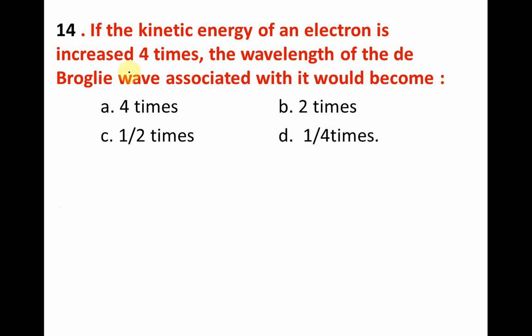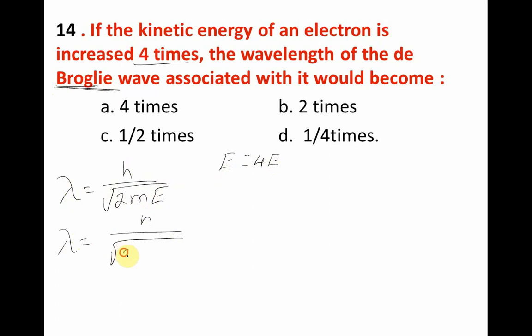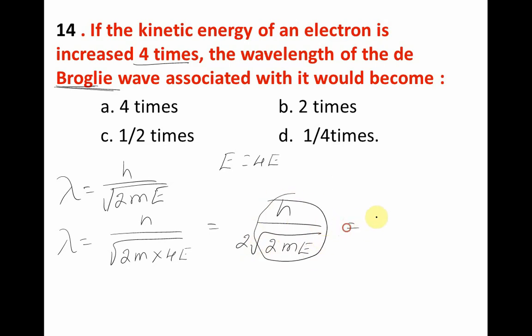If the kinetic energy of an electron is increased by 4 times, what happens to the wavelength associated with it? According to the de Broglie equation, lambda is equal to h divided by root of 2mE. This is the relationship between wavelength and kinetic energy of an electron. E becomes 4E, 4 times increase, therefore lambda is equal to h divided by root of 2m into 4E, which can also be written as h divided by 2 into root of 2mE. This whole factor is nothing but lambda by 2, that is 1 by 2.